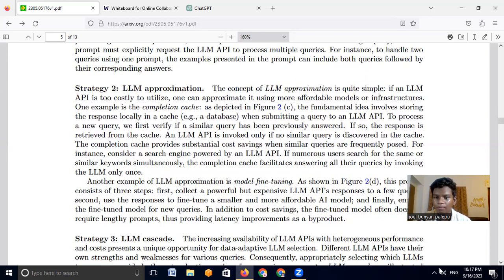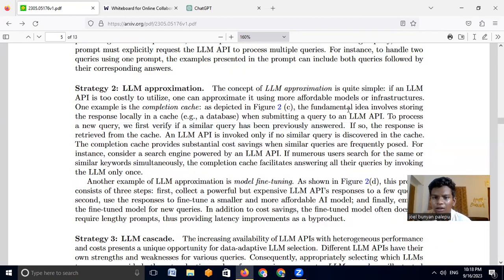The fundamental idea involves storing the response locally in a cache when submitting a query to an LLM API. To process a new query, we first verify if a similar query has been previously answered. If so, the response is retrieved from the cache, and an LLM API is invoked only if no similar query is discovered in this cache. The completion cache provides substantial cost savings when similar queries are frequently posted. For instance, consider a search engine.